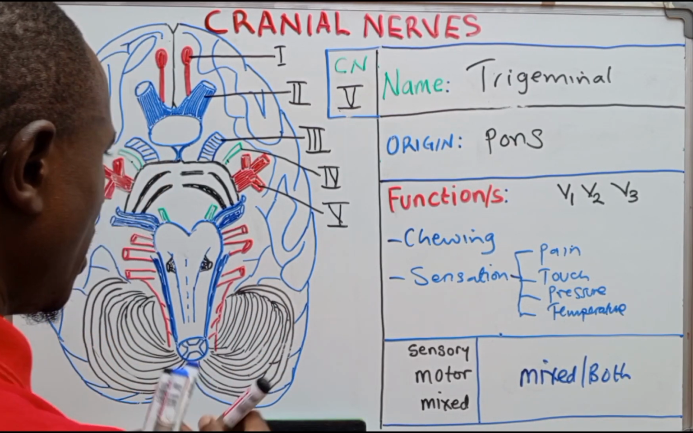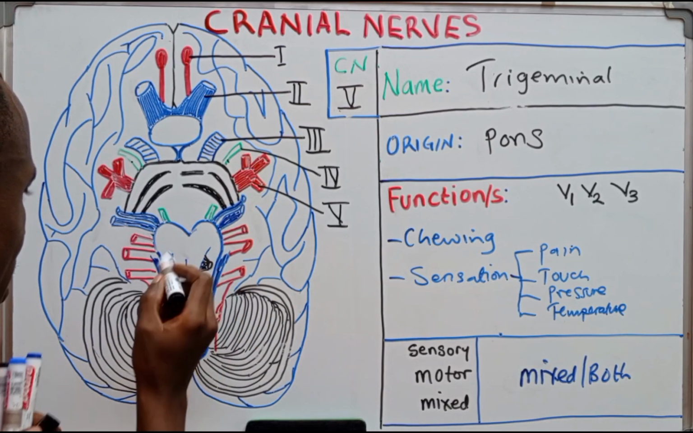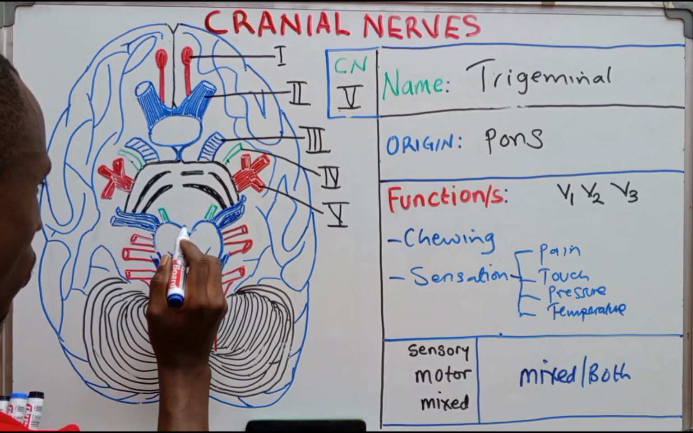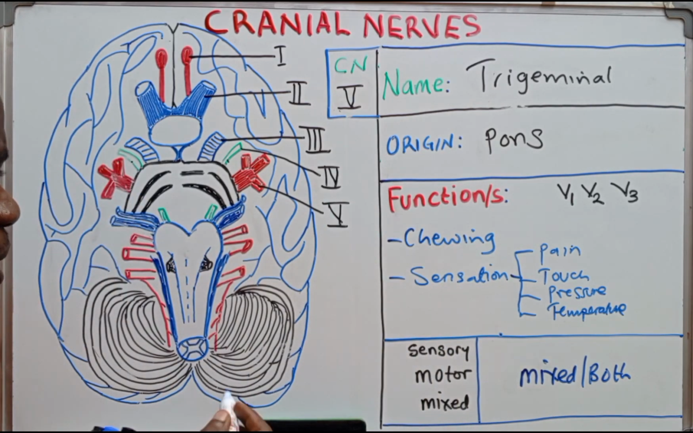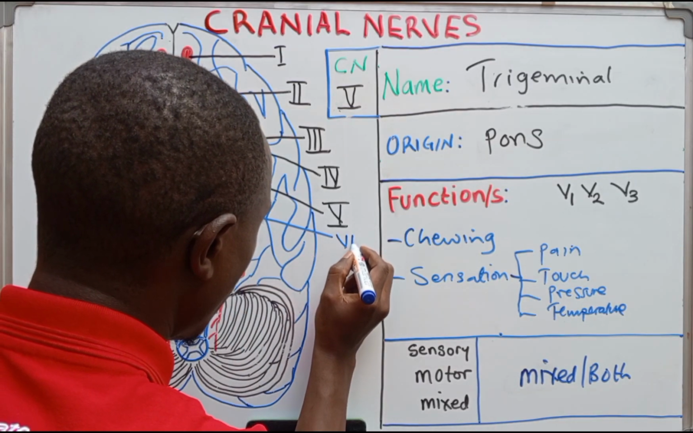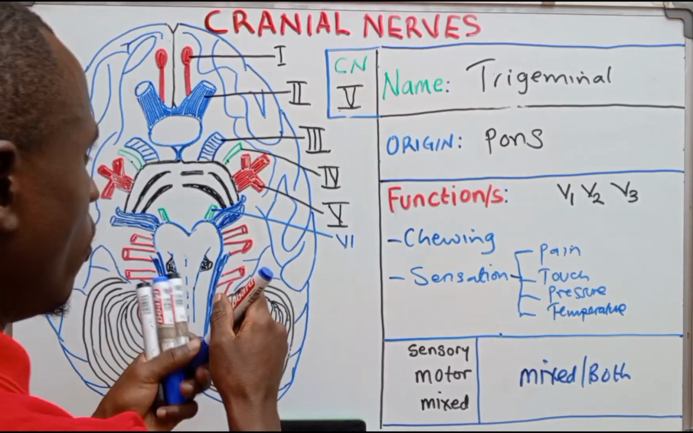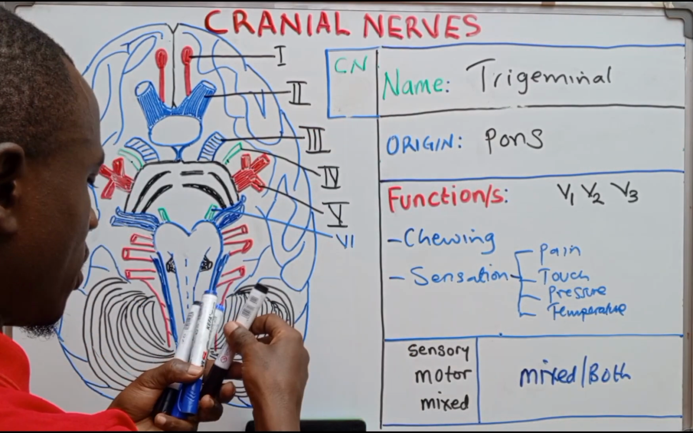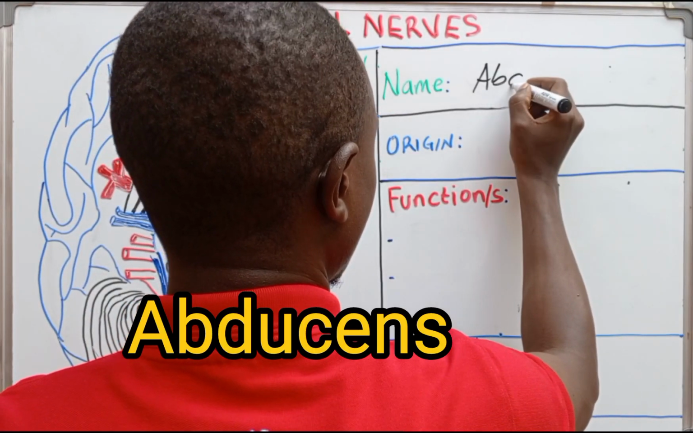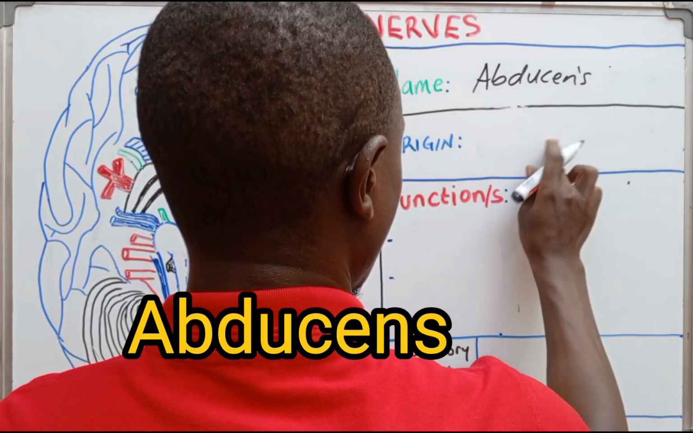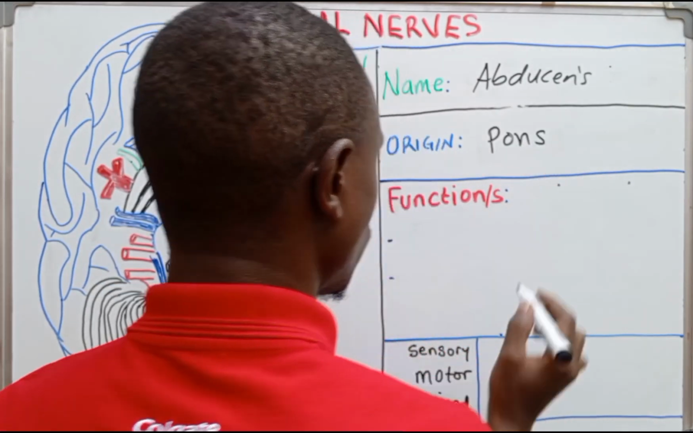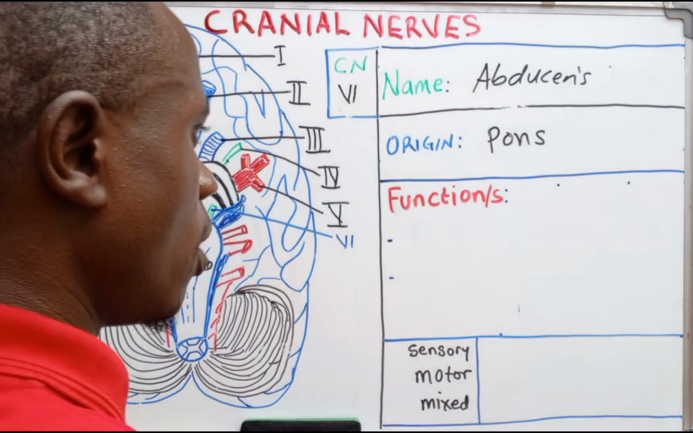Cranial nerve number 6. You see these green cranial nerves here, these green ones, which are on the medial side of the pons. This one here is our cranial nerve number 6. So we are moving into cranial nerve number 6, which we have said is the abducens. The abducens is also going to have the pons as its point of origin.